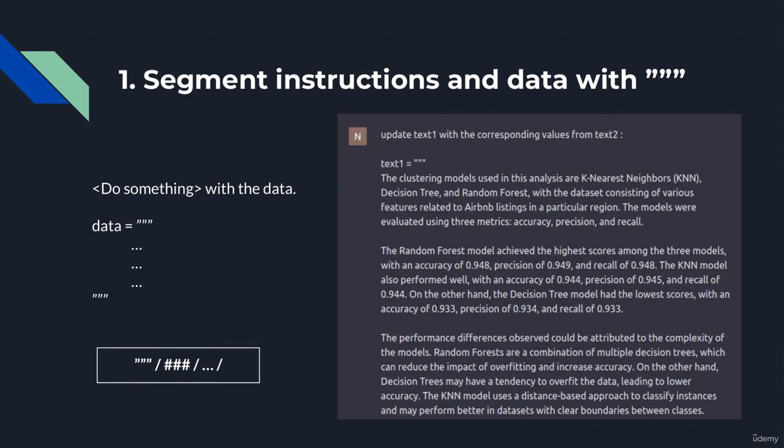First, use different notations to separate segments of instructions and data. Personally, I prefer using triple quotes because I write a lot of Python and it just comes natural to me. However, you can use hashtags, dots, or any other symbol that you prefer to indicate a different block of text.